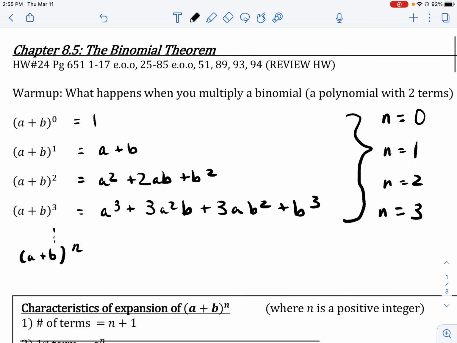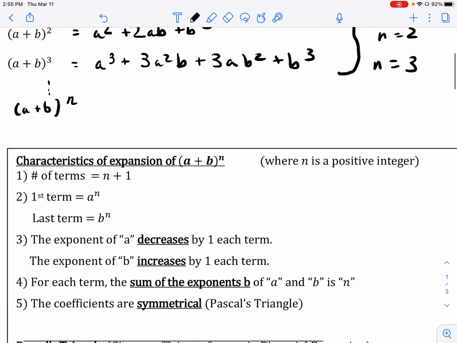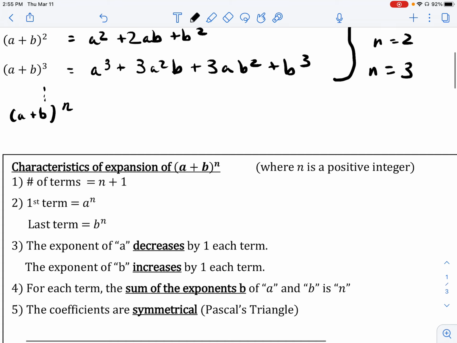And if you've had a chance to actually think about these, then you'd see that these characteristics are listed here below. These are the characteristics of the expansion of a plus b to the n. I won't go through them all, but hopefully you had a chance to think about this and see what's happening here. We notice that the number of terms is always n plus 1. We know that the powers of a are decreasing by 1, while the powers of b are going to increase by 1 each term. And the sum of the exponents is always going to be equal to whatever your n value is.